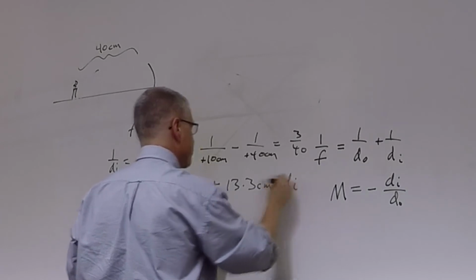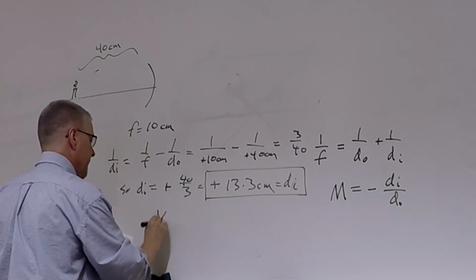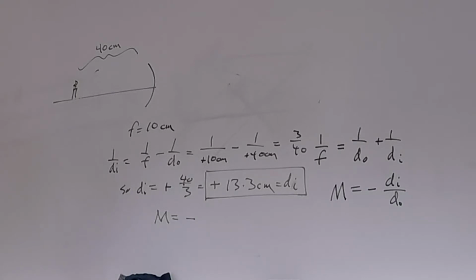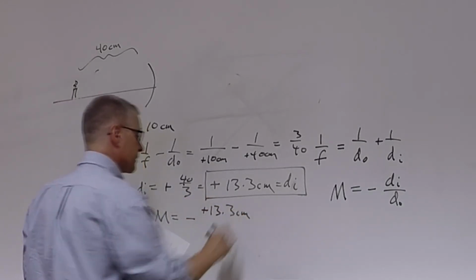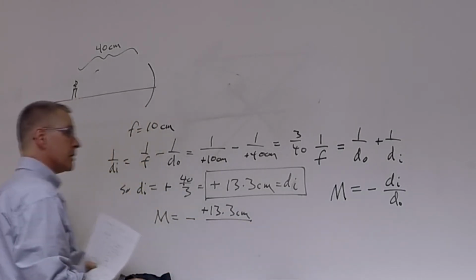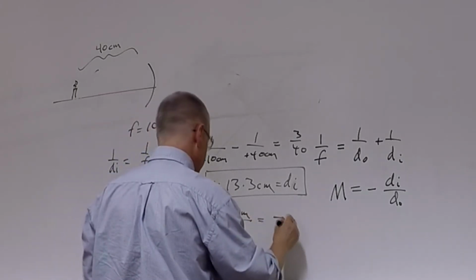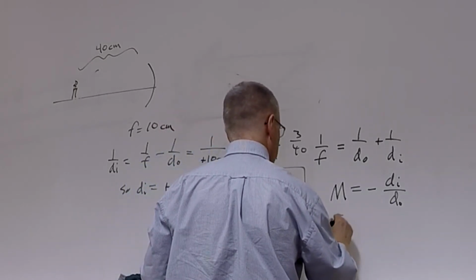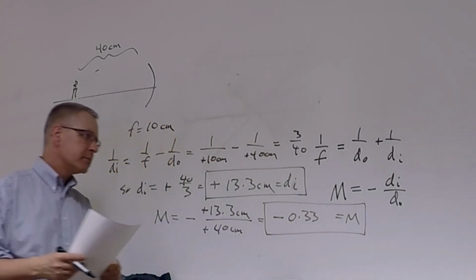Oops, so there's one piece of information that's going to help me figure out what the image looks like. My magnification is minus, from the equation, now I need to add in my distance to the image over distance to the object. So distance to the image, there it is right there, plus 13.3 centimeters, over distance to the object, that was a plus 40 centimeters, which gives me a minus 0.33. So there's my numbers. Let's see what that all means.